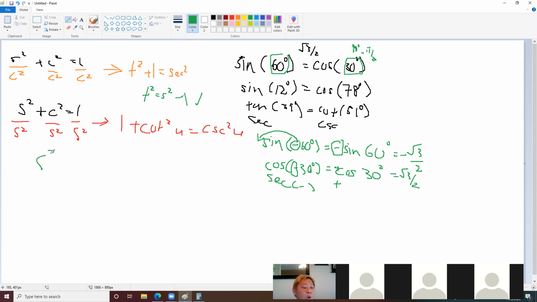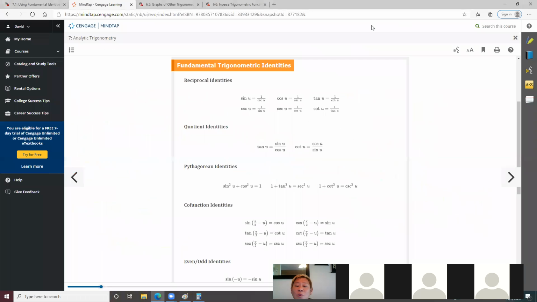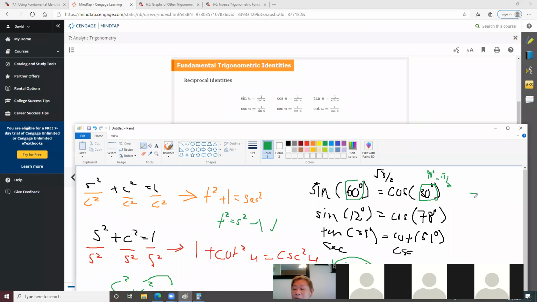Same thing happens to sine square plus cosine square equals 1. I can move the cosine square or sine square over there. So your sine square is 1 minus cosine square. This is still a Pythagorean identity. So what I want to tell you is that all these identities are not fixed. That means you can move things around. For example, here you got sine u equals 1 over cosecant u. If I multiply by cosecant u, cosecant u times sine u is 1. This is also a reciprocal identity.